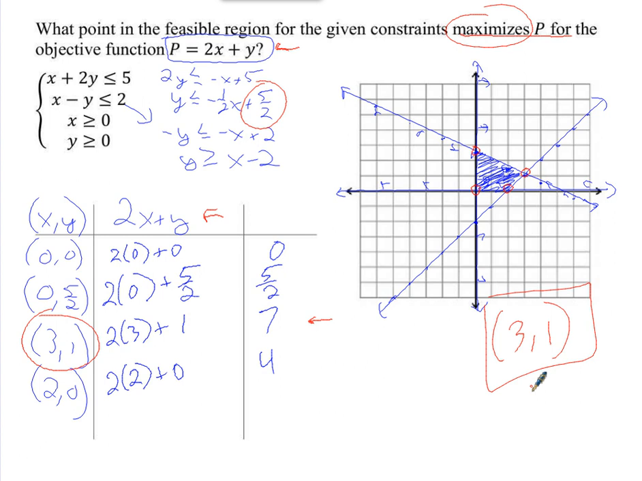If it said what point in the feasible region minimizes, then we would look for the smallest value, and the smallest value here is this 0, which corresponds to the ordered pair 0, 0. So this one would be your minimum. This one is your maximum. If I asked you for the maximum value, then your answer would be that number right there, not the ordered pair. If I asked you for the minimum value, then your answer would be that number right there, not the ordered pair. Because they said what point in the feasible region, that means I need the ordered pair. Okay?